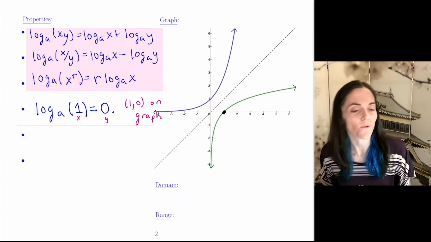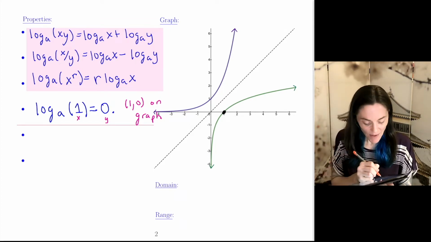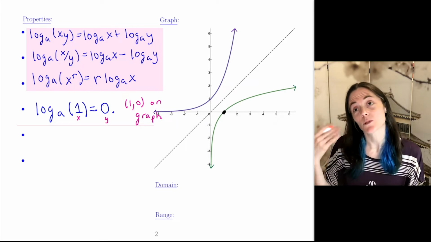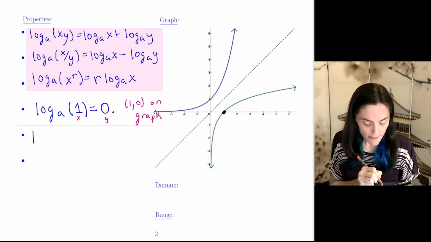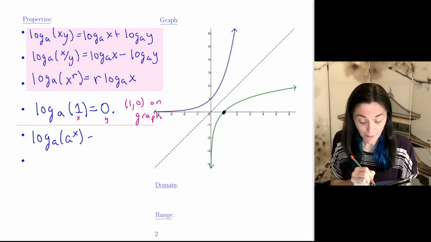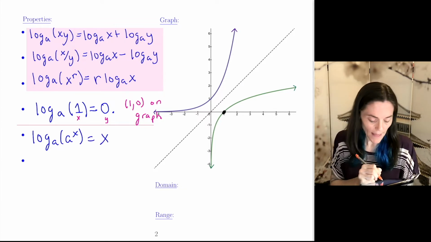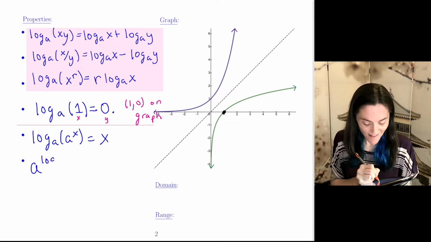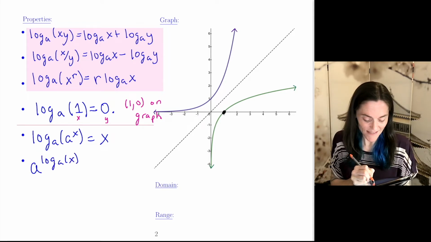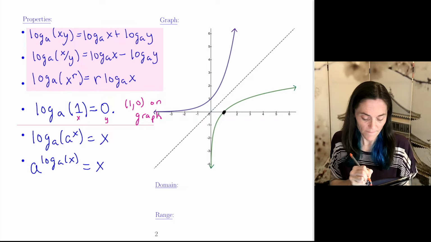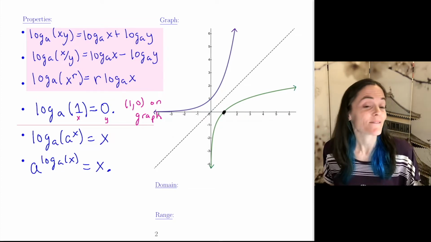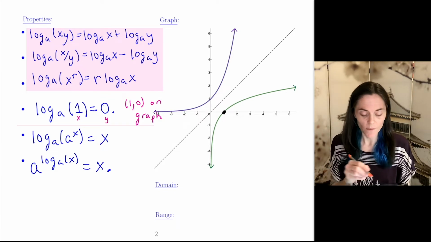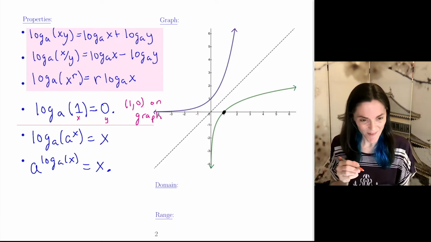But then there's two more that I'll mention, and they have to do with the relationship between the logarithm and the corresponding exponential function. So if you take log base a of a to the x, we just get x. And if you take a raised to the log base a of x, we also get x. These last two are really statements about inverse functions, but I will leave them just written like this.